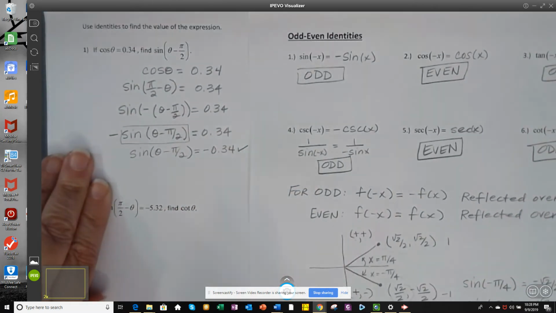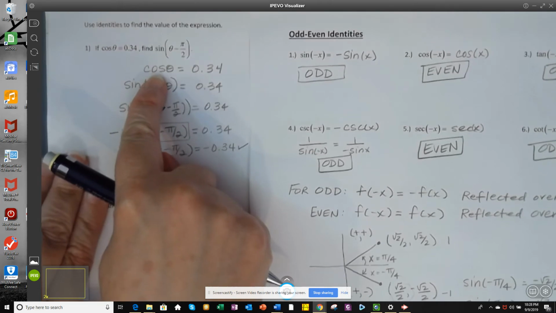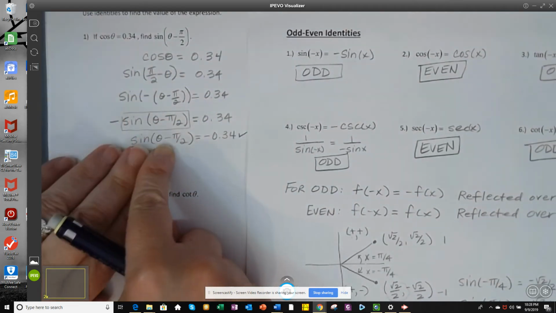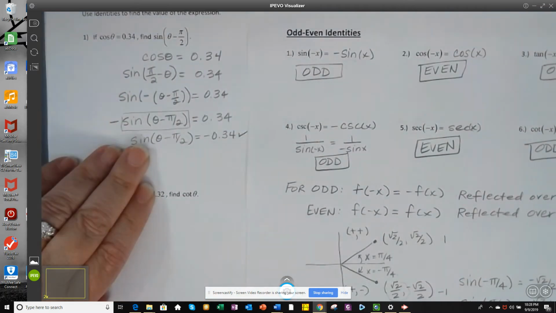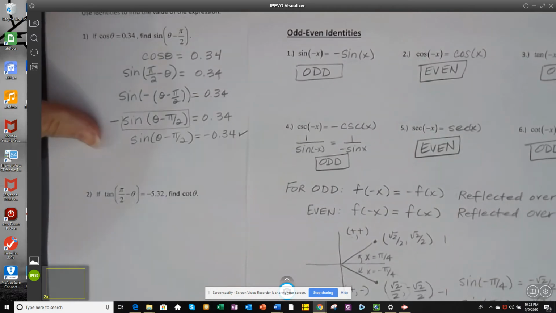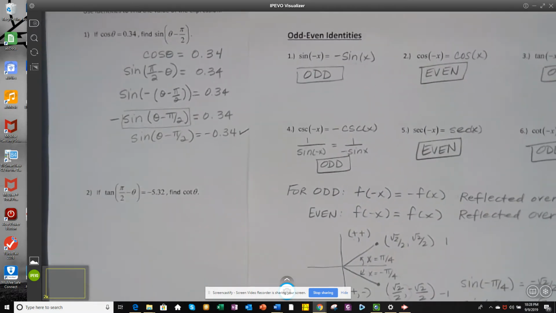So I had identities help me transform my equation into something that I knew I had to get to. It took me a couple of steps to get there, but I used my identities list to help me out. All right, what about this next one?